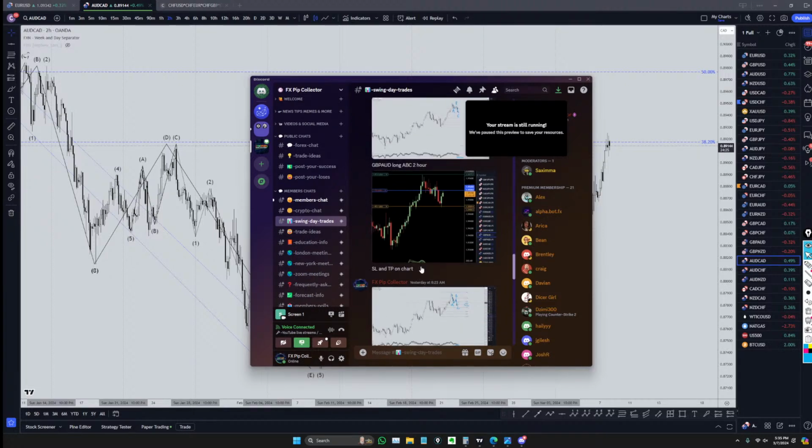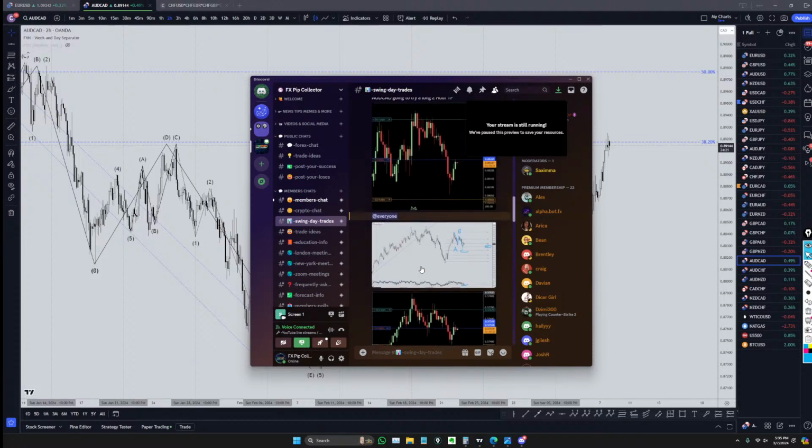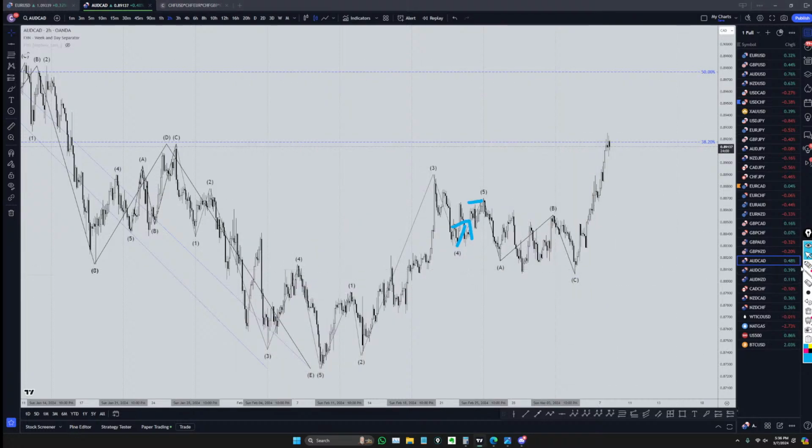So let's see. These are the trades that I shared with the group so far this week. Aussie CAD, there it is. This was my entry on the Aussie CAD this week. This is the 2 hour time frame. That was my entry on the Aussie CAD this week, and I shared with the group. This right here is when I entered the trade. And compare it to now. Yeah, that was right at the bottom, wasn't it?